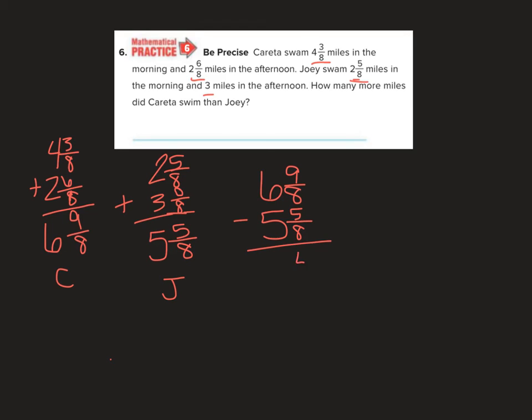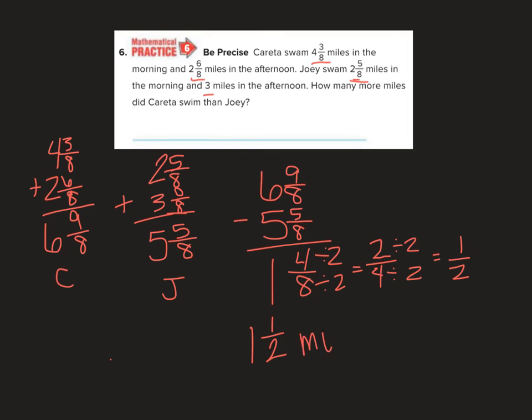So 9 minus 5 is 4/8. 6 minus 5 is 1. Now I can reduce my fraction to get 2. Oh, come on, Mrs. Hamer. I get 2/4, which I notice I can reduce farther. I think I've been doing too many videos today. My brain's starting to get a little tired. That's going to be 1/2. Okay, so my final answer is 1 1/2 more miles.